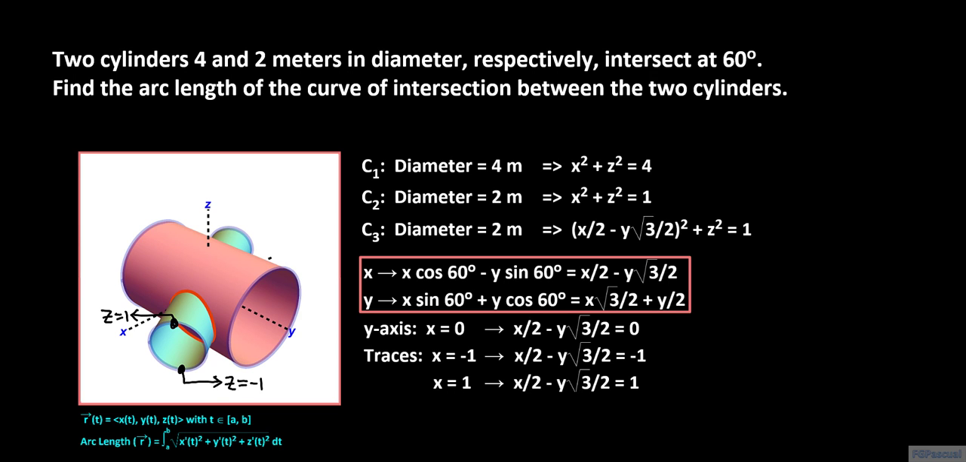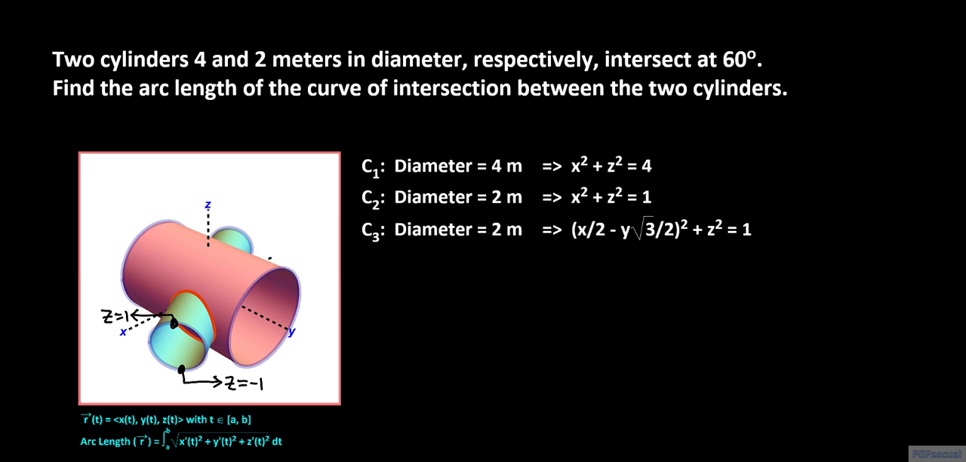Having the bounds for z makes it seem like z would be a natural choice for the parameter for the parameterization for the intersection curve between the two cylinders. So we let z be the parameter t, with t between minus 1 and 1. We proceed to solve for x and y in terms of t. From the equation of C sub 1, we find that x equals plus or minus the square root of 4 minus z squared, or plus or minus the square root of 4 minus t squared.